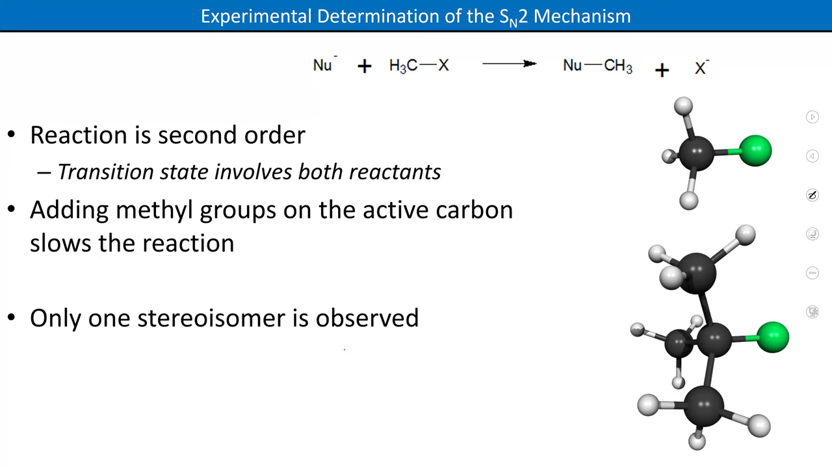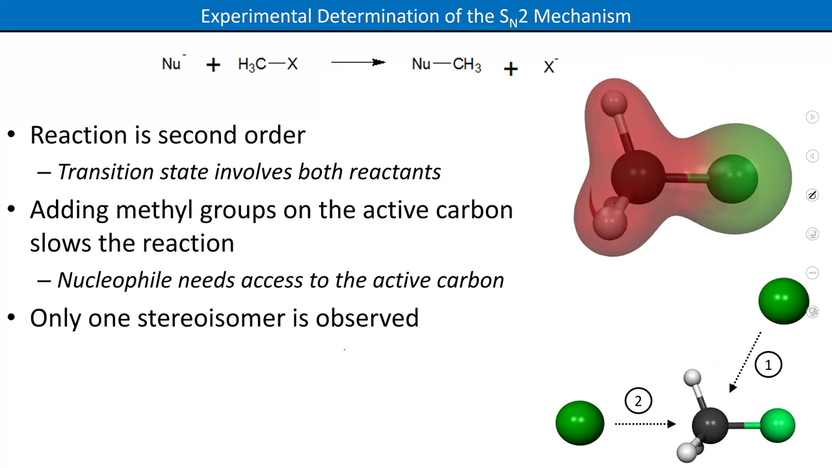And so the nucleophile is coming in from the opposite side of the chlorine. So that's the other question. So here are the conclusions we can draw. At second order, we know that the transition state involves both reactants. That's bimolecular, like we talked about. Adding the methyl groups to the active carbon slows things down. That implies that sterics are important, right?